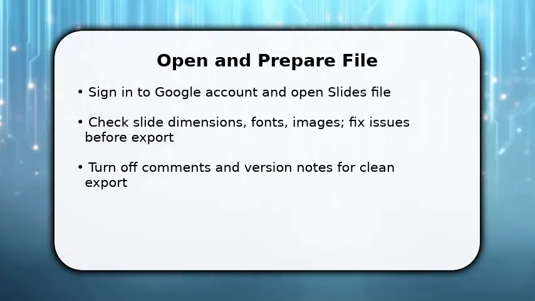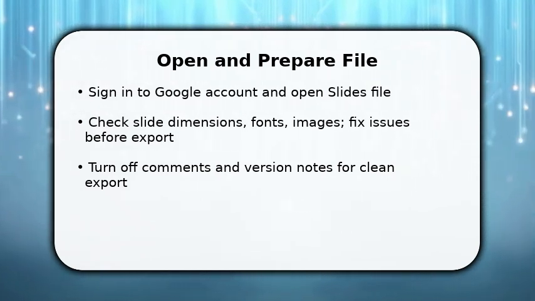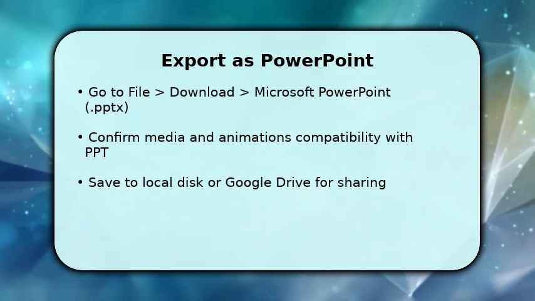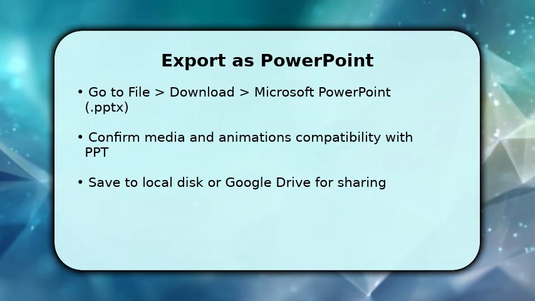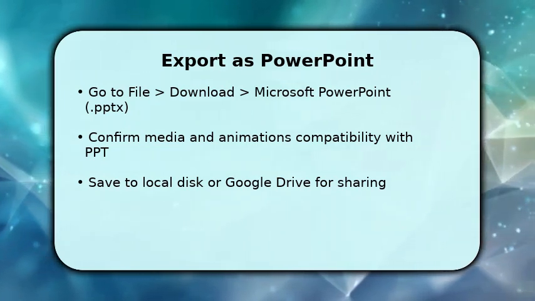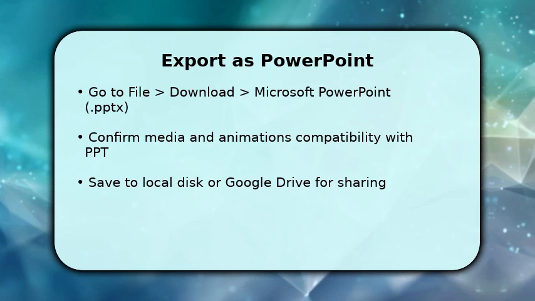Now save a copy in Google Drive to keep an original safe, and then move to the File menu for export options. You'll now export the presentation to PPTX. From the File menu, choose Download, then Microsoft PowerPoint, PPTX. This produces a native PPTX file that PowerPoint reads.